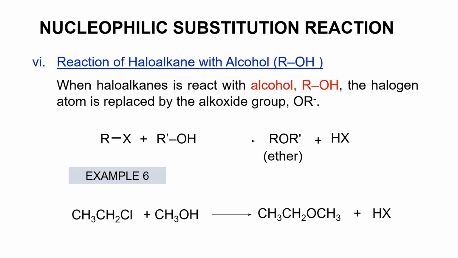Reaction number 6 is the reaction of haloalkane with alcohol, ROH. When haloalkane reacts with alcohol, the halogen atom is replaced by the alkoxide group OR-. So it will form ether as the product. In example 6, as we can see here, the chlorine atom is being replaced with the alkoxide group OCH3 and ether is the product.